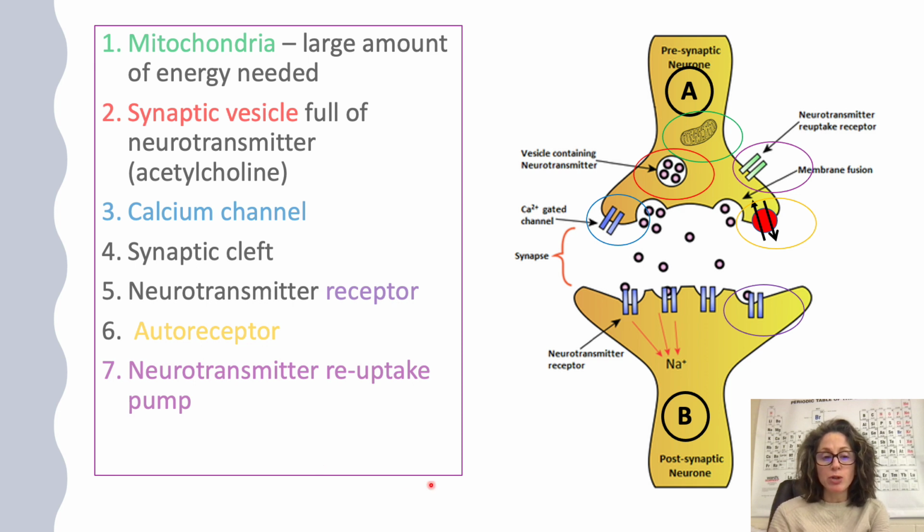There's also a neurotransmitter reuptake pump. Similarly, it will bind acetylcholine and take it back in to be reused. And again, it's trying to, A, not waste resources, and B, prevent overstimulation of the acceptor neuron, or the postsynaptic neuron.